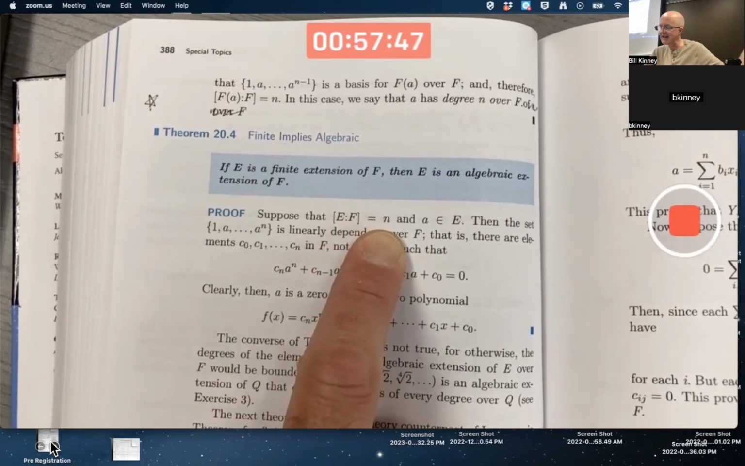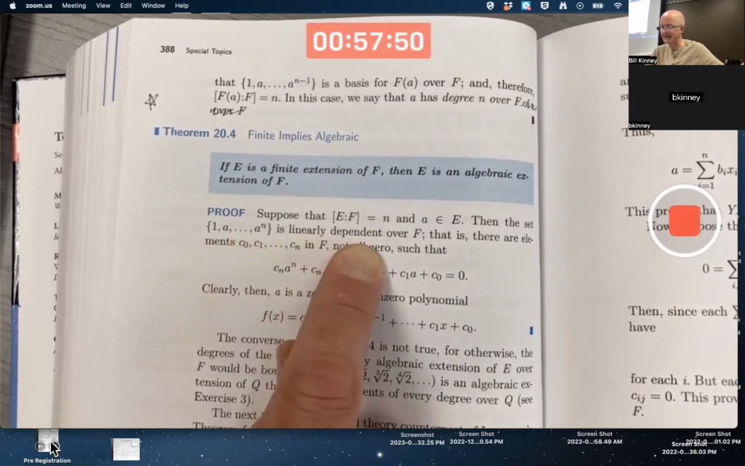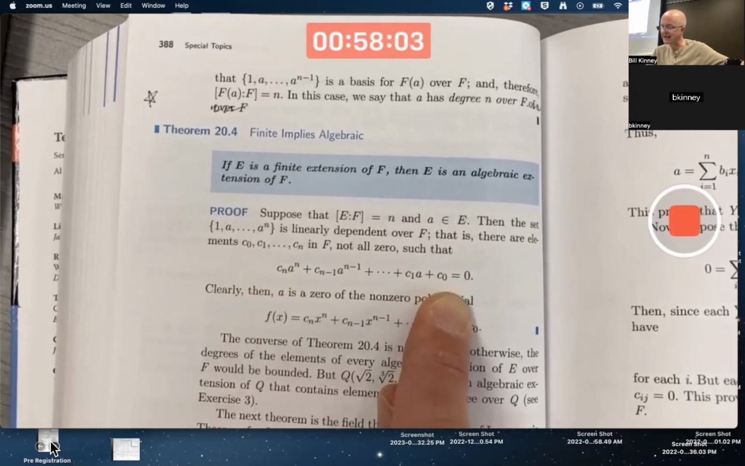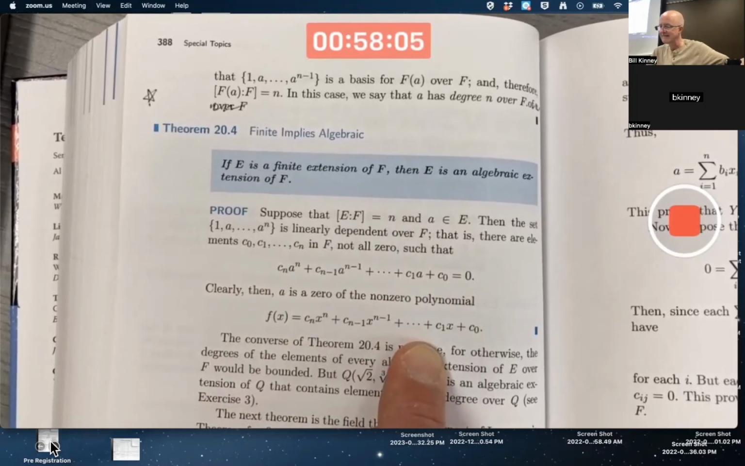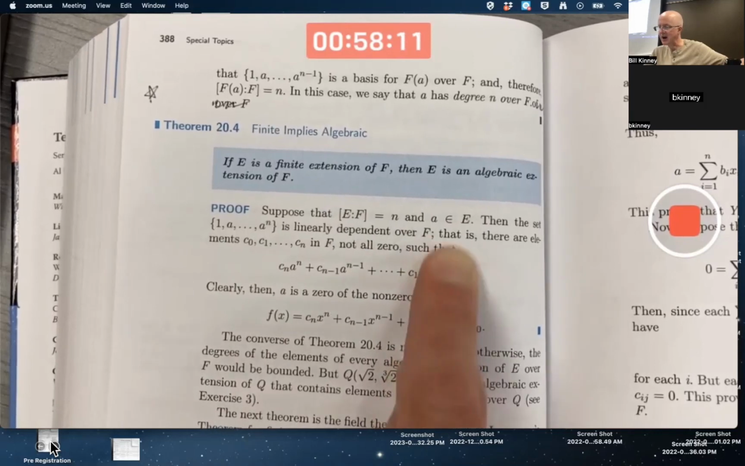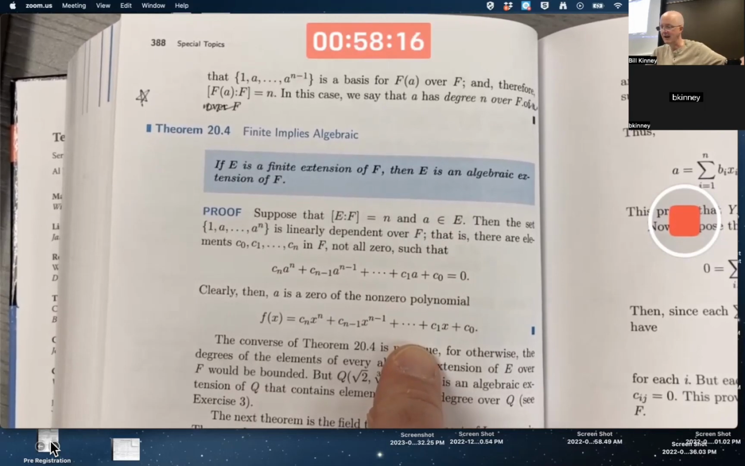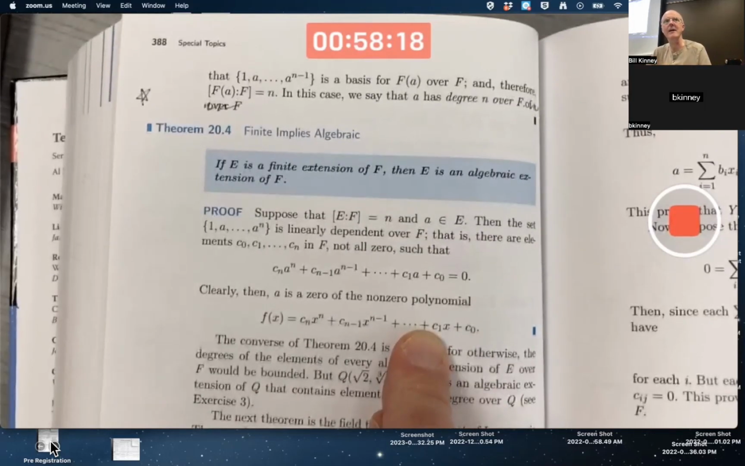If this is dimension n, then that's a linearly dependent set over F. What does it mean for a set of vectors to be linearly dependent? It means there's some non-trivial linear combination of them that equals 0. There are c's in F, not all 0, such that that's true. That's your polynomial that A is a root of, the arbitrary A in E. Since A is arbitrary in E, every element of E must be algebraic over F. That's a pretty short proof. You should be able to do that in an exam. Pretty understandable, too, once you understand the basics.